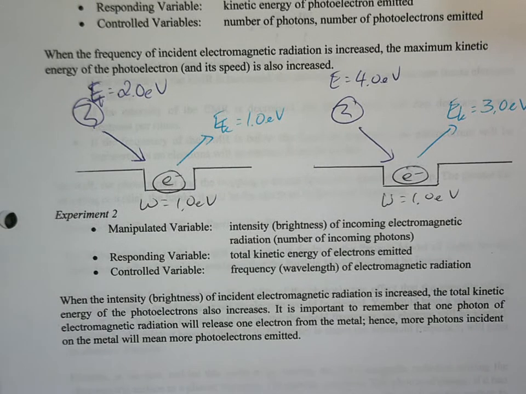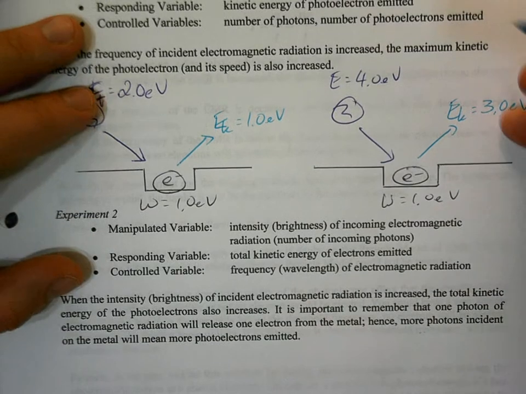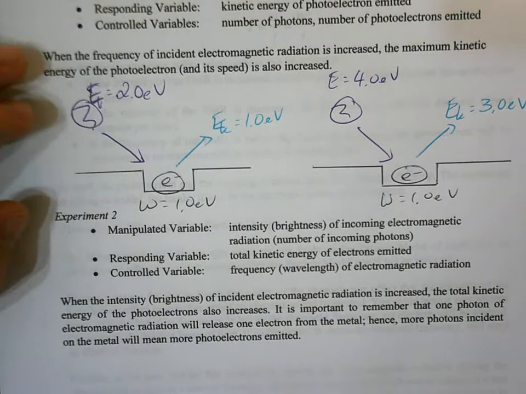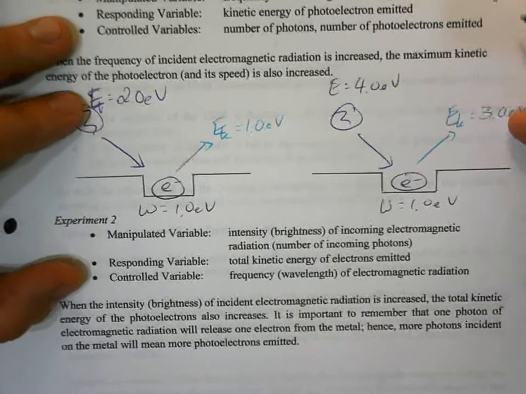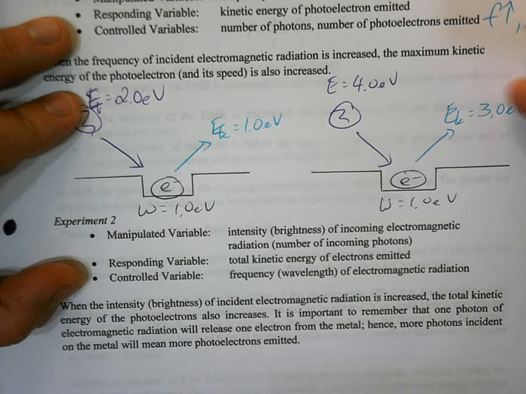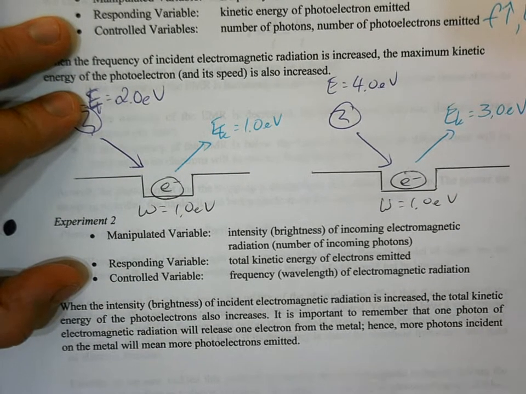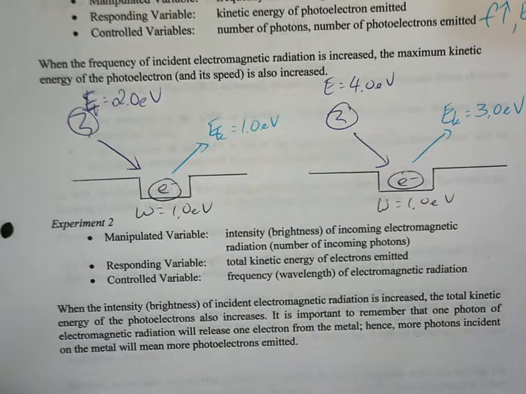What are we trying to get from this? What we're just trying to show in this relationship is as we increase the energy of the incoming radiation, we're also going to increase the kinetic energy of the electron. So since we know that frequency is directly proportional to energy, what we know is that if the frequency goes up for the electromagnetic radiation, the kinetic energy also goes up.